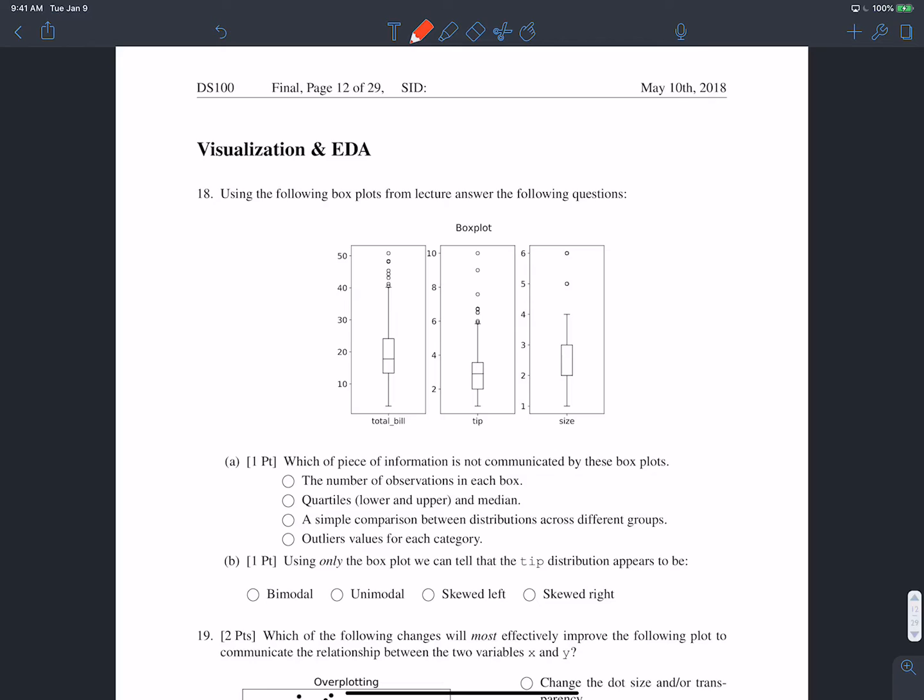Well, it's not the quartiles, the lower and upper, the 25th and 75th percentiles, and the median, because a box plot tells us exactly that. So it's not the second option. A simple comparison between the distributions? No, we get to see that.